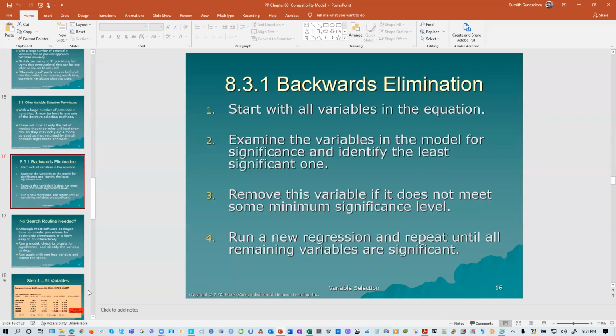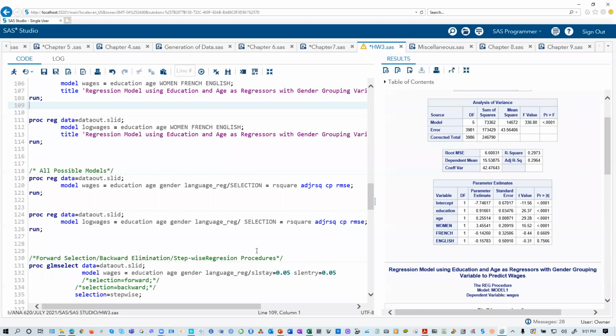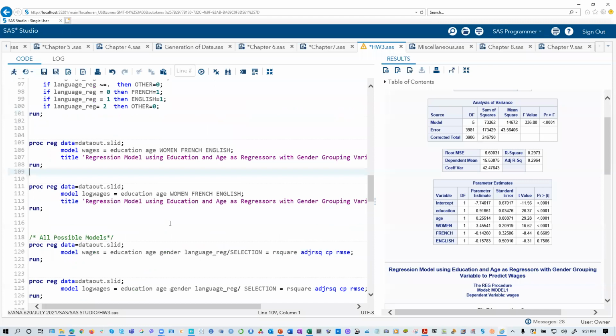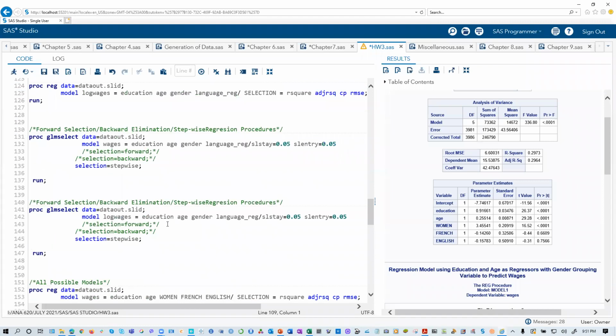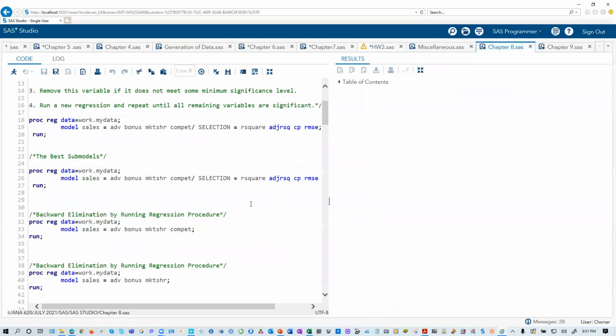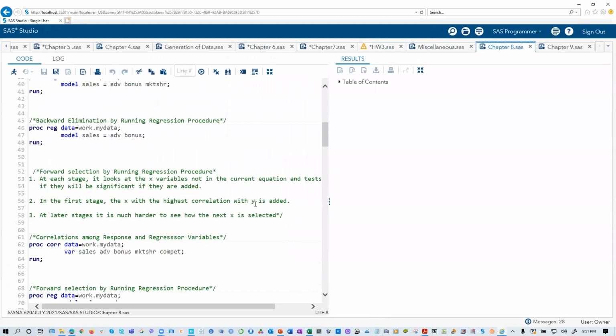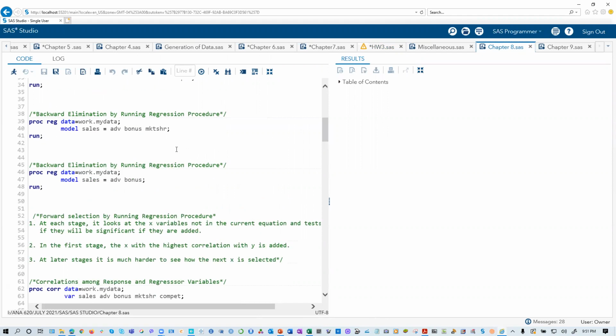So this one, the selection procedures: forward selection, backward elimination, stepwise regression procedure. This is related to chapter 8. Let's see what you have over here. This is backward elimination, running the backward elimination by the regression procedure.